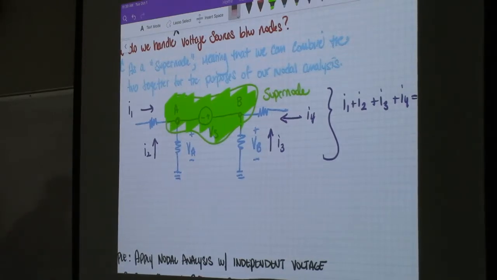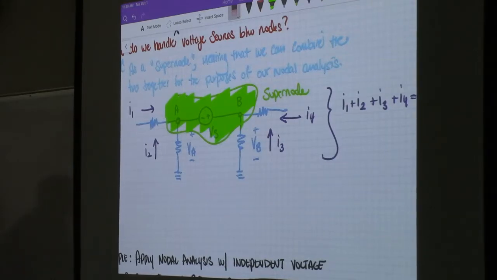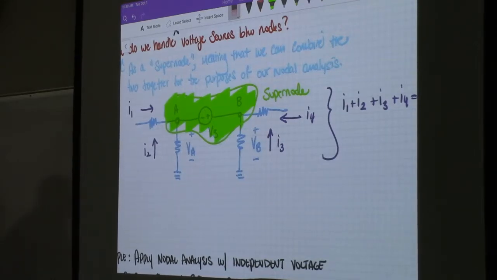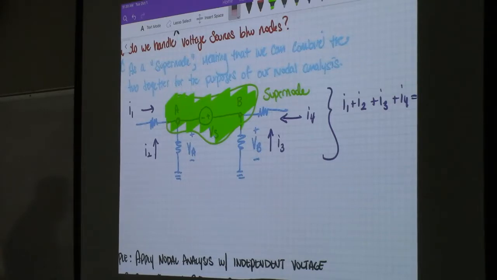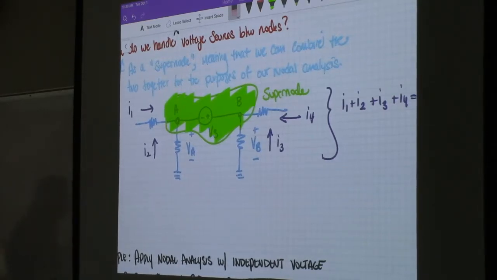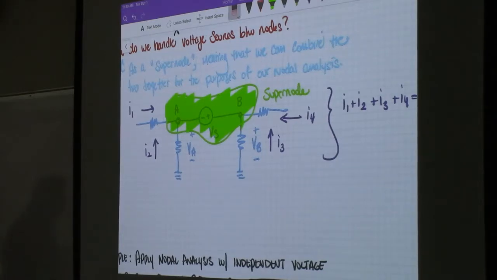And the reason why this is helpful is because, like a voltage source between a reference and a non-reference node, we're still going to be eliminating one variable from the analysis. We don't need to solve for VA and VB. We just need to solve for one of them, right? Because if we know VA, we'll know what VB is, and vice versa. If we know what VB is, we'll know what VA is.